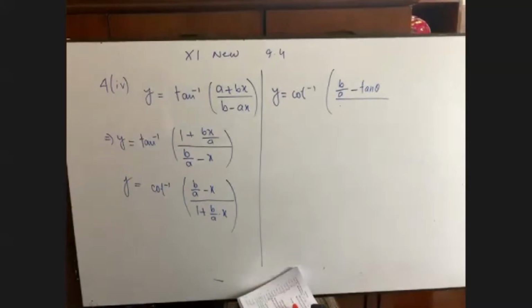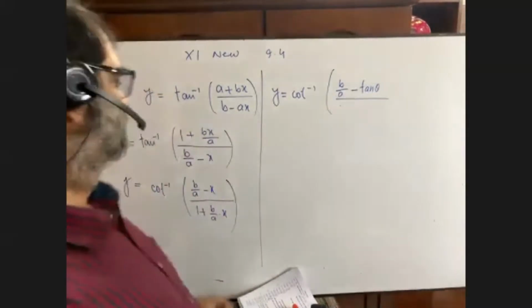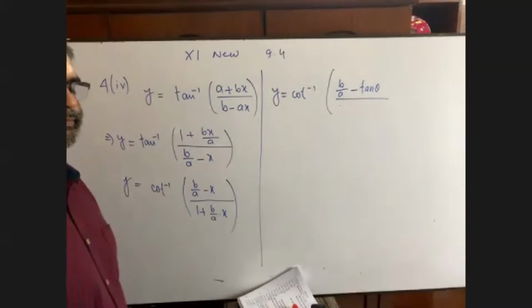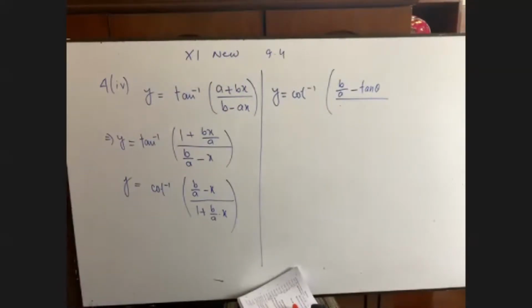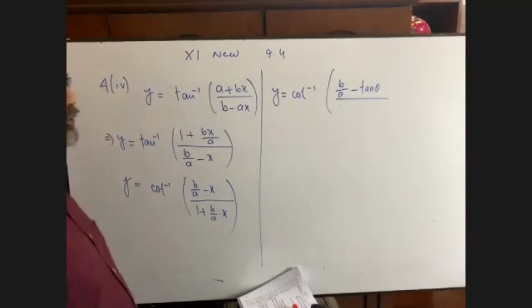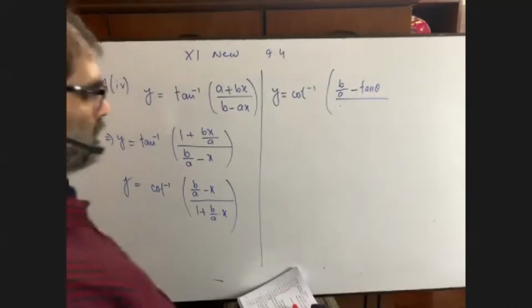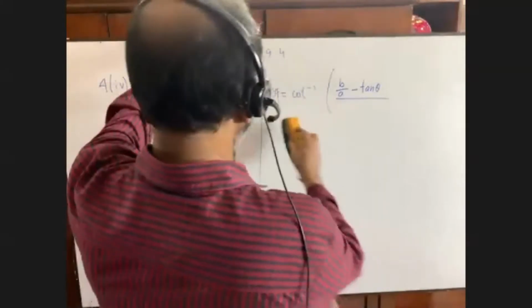It is b by a, okay? And it is tan theta. Then what will you do? Let me know. Can you do it? Talk to me. Can you do it? No, sir. Okay, not a matter.